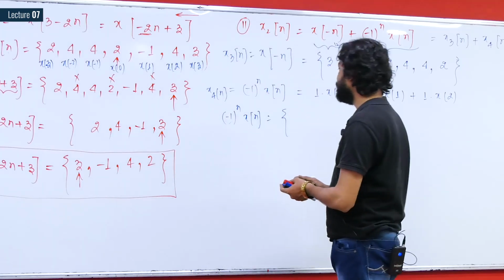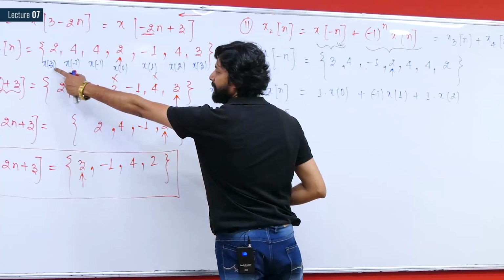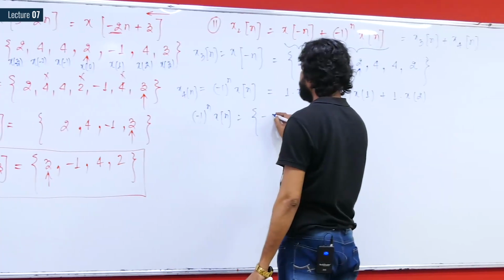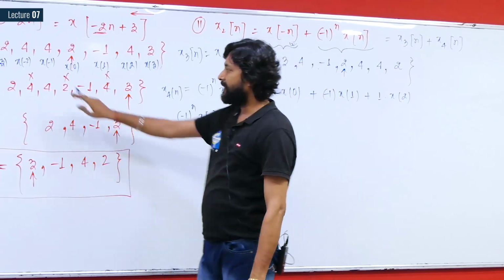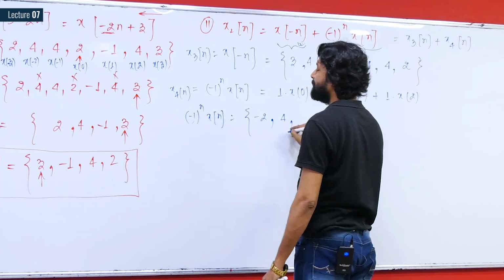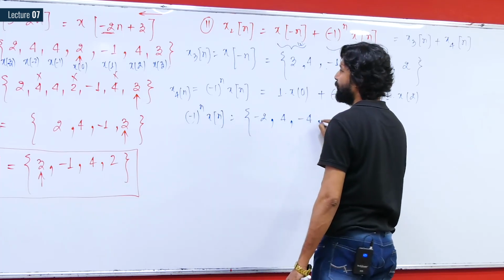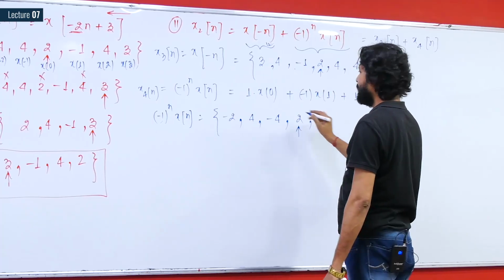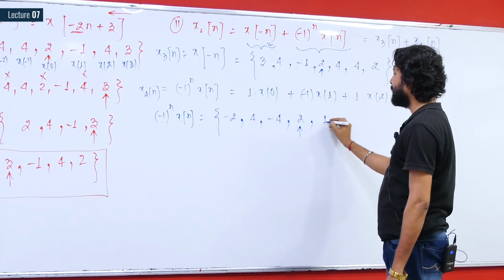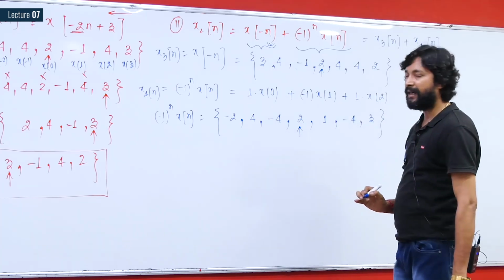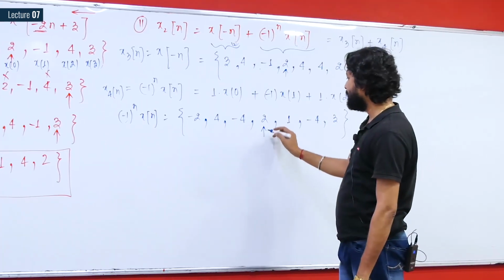So the values will be, first value if you see, for n equals minus 3 it is an odd number, therefore minus 2. Then the next value will be even, that is plus 1, into 4, that will be 4. Then again the minus sign will come, minus 4. Then at origin we will be multiplying with 1, so this minus 1 will become plus 1, then minus 4 and plus 3. So it is your signal (-1)^n x[n] having origin at 2.